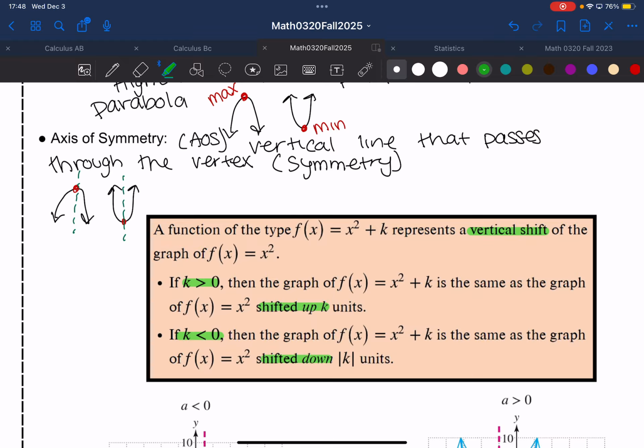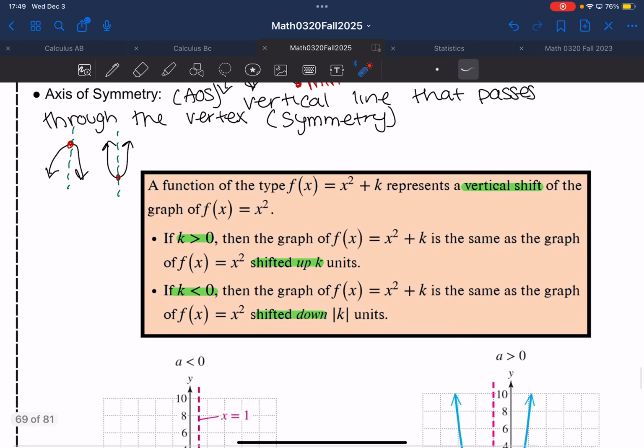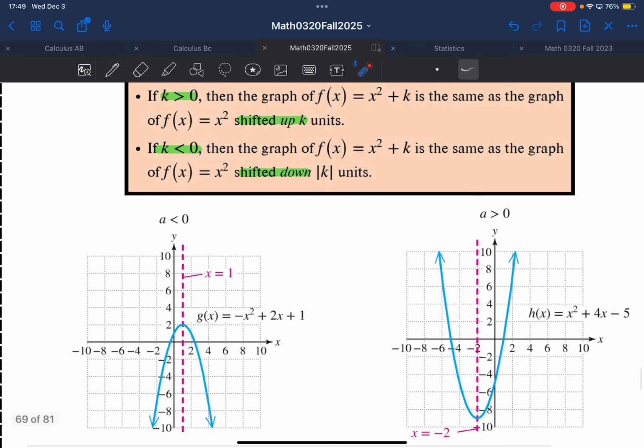We're talking about direction here and distance. That's why it has the absolute value of K, because we can't travel a negative distance. All you need to remember is that if K is positive, we go up. If K is negative, we go down. Any questions so far?